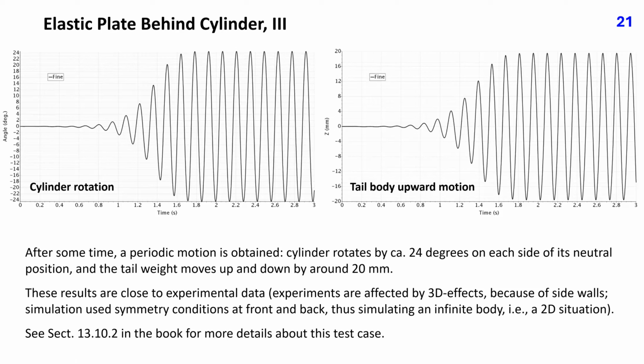Experiments are affected by 3D effects because of side walls. Simulation used symmetry conditions at front and back, thus simulating an infinite body, that is, a 2D situation. See section 13.10.2 and the references in the book for more details about this test case.